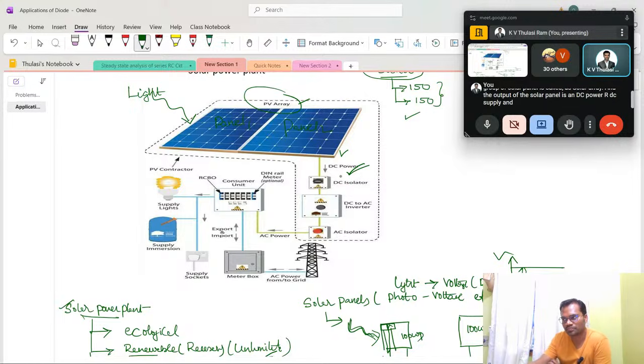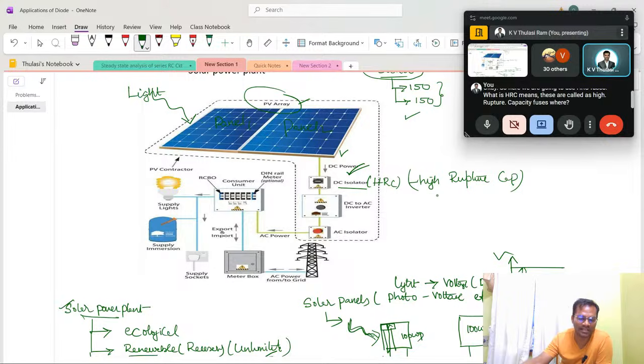And to protect this solar panel from lightning or short circuit, we are going to have fuse protection, which is called DC isolators. Here we are going to use HRC fuses. What does HRC mean? These are called high rupture capacity fuses, which are high DC fuses. Here, DC supply is available.